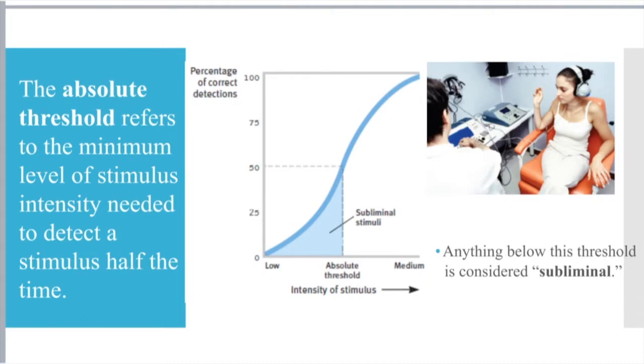So how loud does a beep need to be for you to be able to actually perceive it and recognize it 50% of the time, right? Anything below this absolute threshold is considered subliminal, right? So subliminal meaning under our own recognition. The sound might be there, but we aren't recognizing it. So absolute threshold is the minimum level of intensity. So this is going from nothing to something. When do we go from nothing to something? I'll reference that again because that's in contrast to difference threshold, which we'll look at in a second.